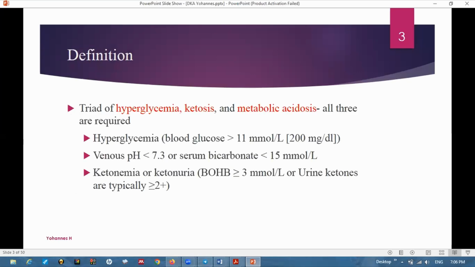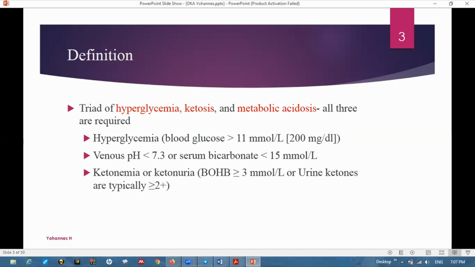So, as you know, diabetic ketoacidosis is a triad of hyperglycemia, ketosis, and metabolic acidosis. So for diagnosis of DKA, all three are required. The blood glucose should be more than 200 milligram per deciliter. The venous pH should be less than 7.3, or serum bicarbonate should be less than 15 millimole per liter, and there should be ketonemia or ketonuria, beta hydroxybutyrate greater than or equal to 3 millimole per liter, which is not available in our setup. So we will use urine ketone, which should be greater than or equal to 2 plus.